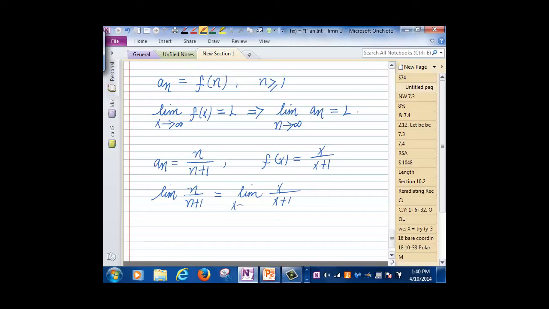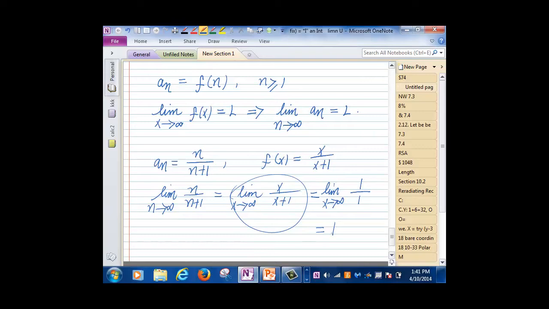Of course, here x goes to infinity, n goes to infinity. Now, for this limit, I can apply L'Hopital's rule and say that this limit is, if I take the derivative, I get 1 over 1, so the limit is 1. Is that making sense? So we can apply L'Hopital's rule via this result.